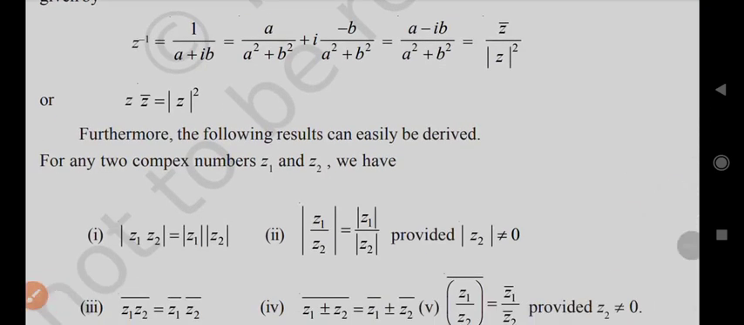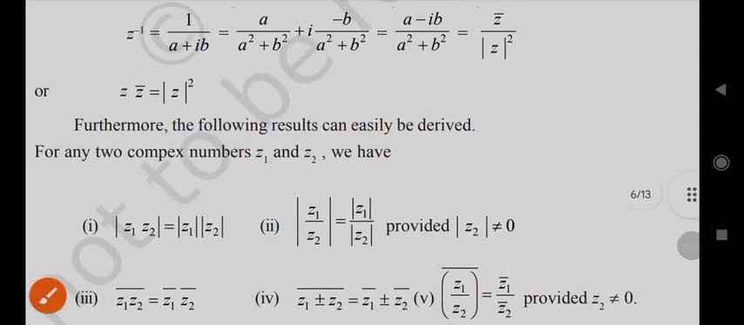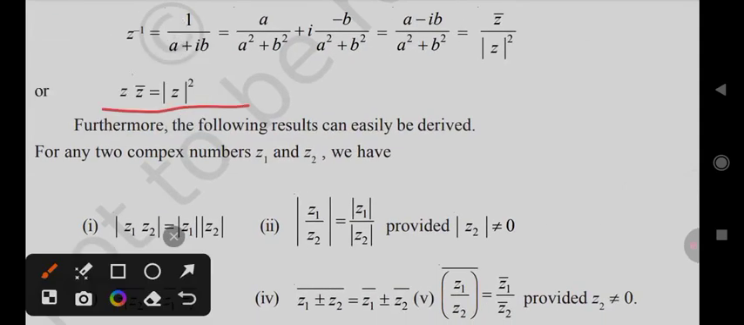Therefore, z into z bar is equal to |z| whole square.